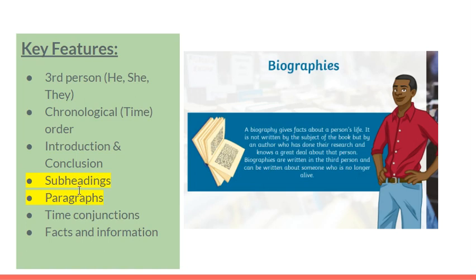Subheadings and paragraphs are really important. We're going to talk about those in a minute. And then time conjunctions, like later or before too long or in 1980 something or some things like that. And lots of facts and information about the person.